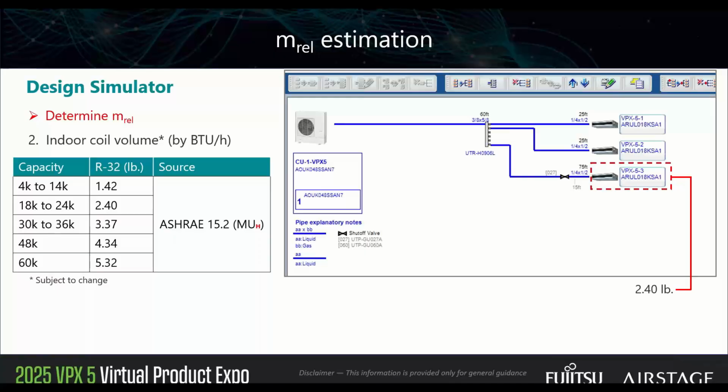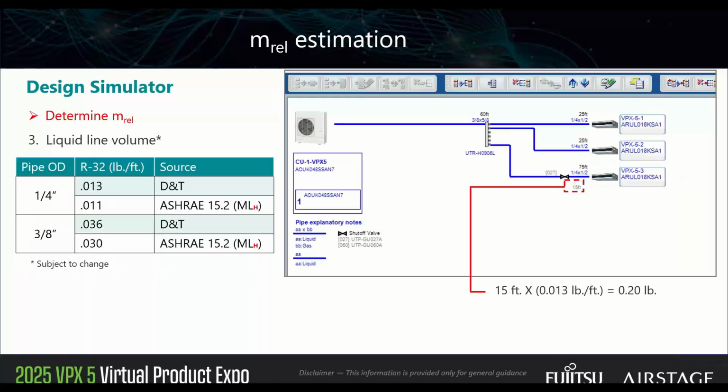Next, we're going to take a look at our liquid line volume, and I've added in 2 different sources here. So if you see the 1/4 inch row, you'll see that it says 0.013 and 0.011. The 0.013 is from our design and tech manual, as well as our installation manual. So we have 0.013 pounds per foot that we factor for determining refrigerant charge.